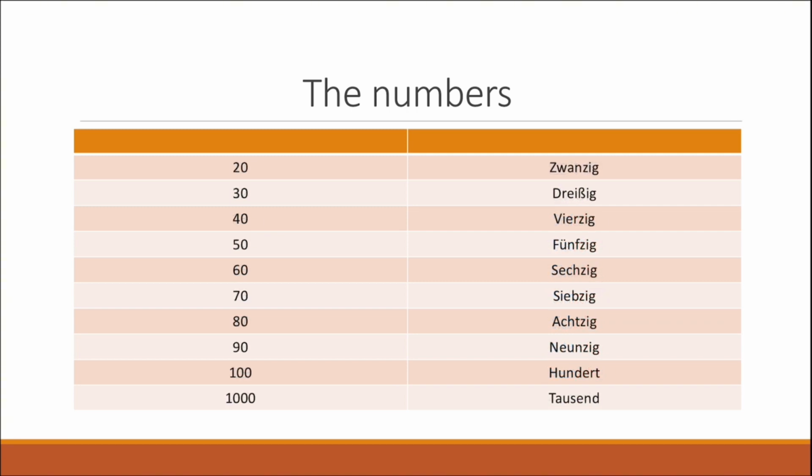Here you can see, for example, the numbers from 20 to 100, but only numbers like 20, 30, 40, and so on. 20 is 20, then you have 30, 40, 50, 60, 70, 80, 90. So I would ask you to please learn them. And then you have that 100 is 100 and 1,000 is 1,000.